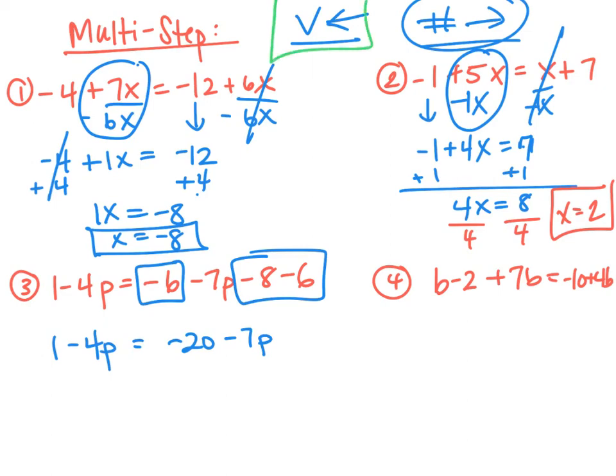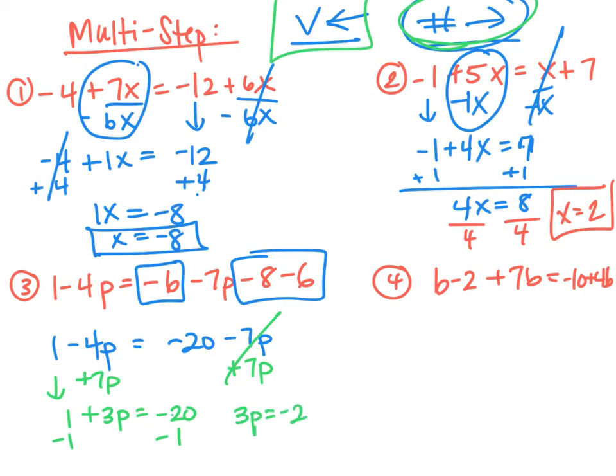So we want to get our variables to the left. To get negative 7p to the left, we need to add 7p. To get 1 plus 3p equals negative 20. Then, to get p by itself, you want those numbers to go to the right side, so you need to subtract 1. So 3p equals negative 20 minus 1 is negative 21. And then to get p by itself, p and 3 are attached, they're being multiplied, so you need to divide by 3, and p equals 7.